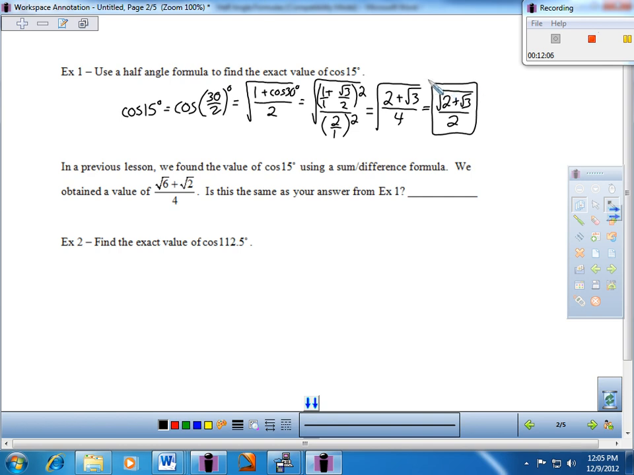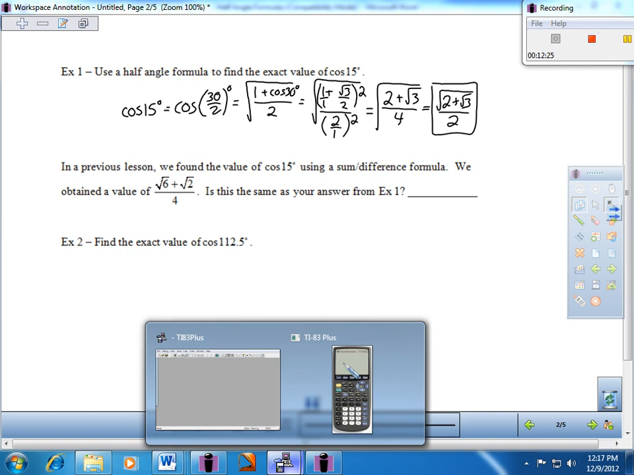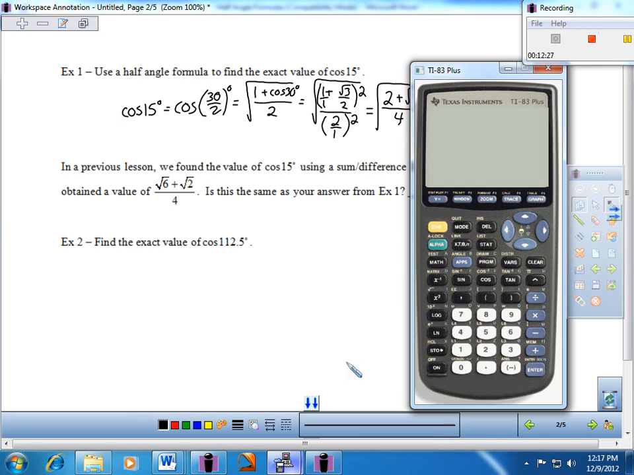So it says, in a previous lesson, we found the value of cosine 15 degrees using a sum/difference formula. I think we did a difference formula on it. We obtained a value of this. This was the cosine of 15 degrees. Is this the same as your answer from example 1? Okay, there's only one way to find out. Let's bring that calculator up, everyone. Let's clear that stuff out. Cosine of 15 degrees as the decimal approximation is that.